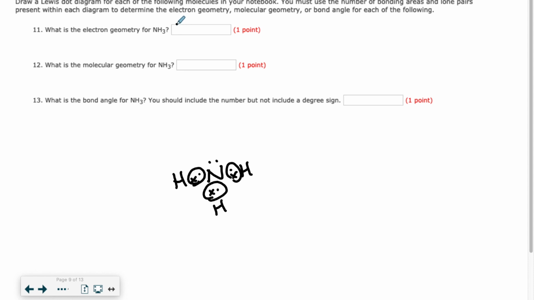So for the electron geometry, this is part of the tetrahedral family. This is trigonal pyramidal. Not to be confused with trigonal planar. They are different. And then for your bond angle, again, we're going to say it's approximately 109.5 degrees, even though it is actually a little bit less than that. Technically, you could also say it's 107 or 107.0, since the lone pair is going to decrease that bond angle.